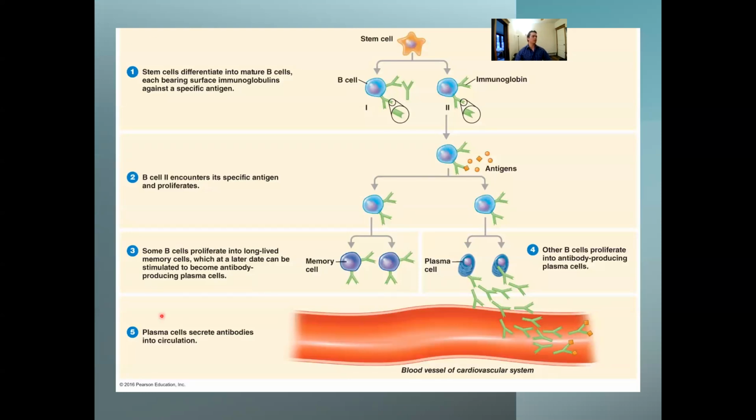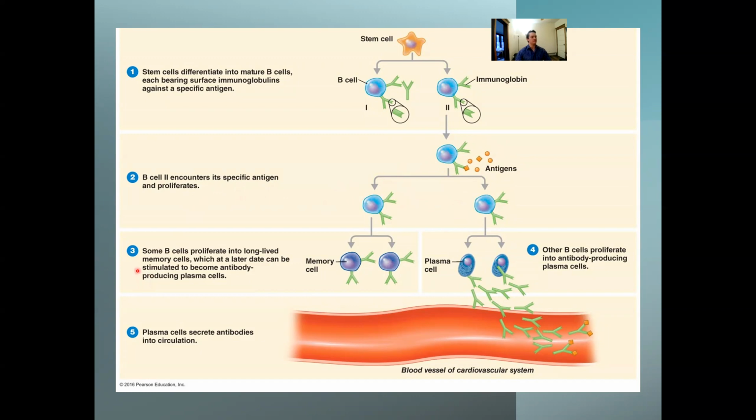Here we have an overview of the clonal selection and differentiation of B cells. So first we have stem cells differentiate into mature B cells, each bearing surface immunoglobulins against a specific antigen. And then your B cell encounters a specific antigen and proliferates. So here the antigen comes in, and this cell recognizes it, and then it'll start multiplying, proliferating.